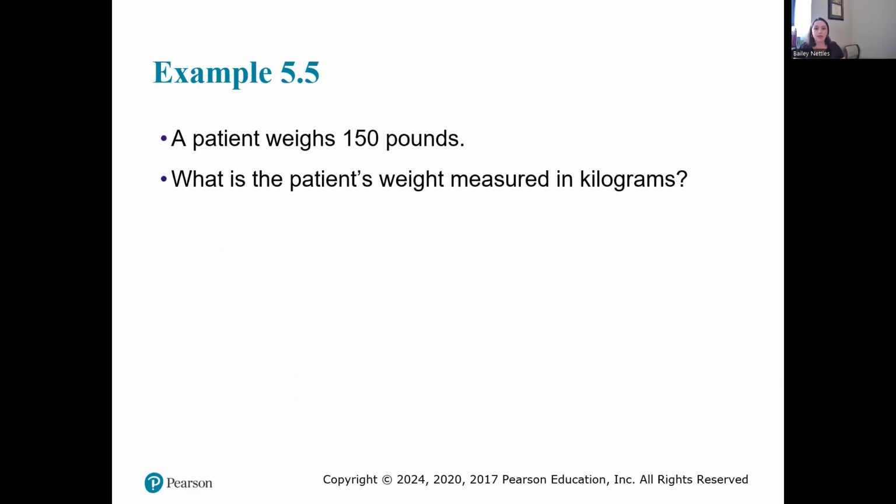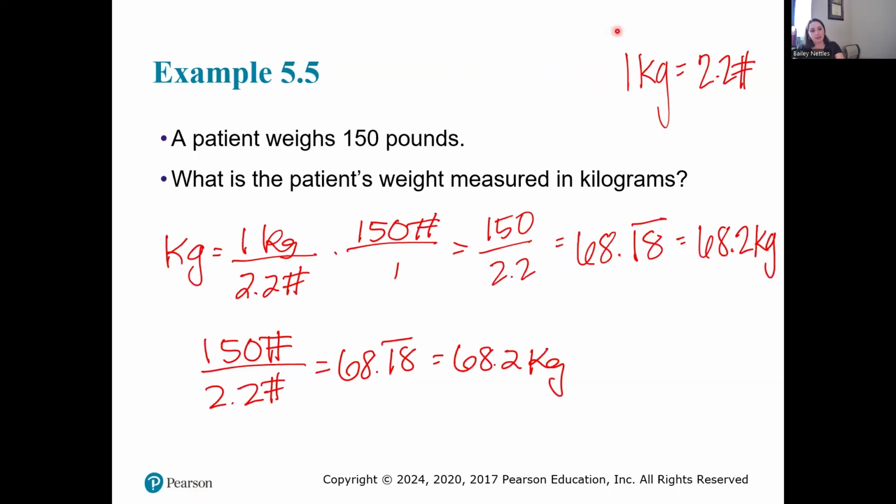All right, now my patient weighs 150 pounds. How many kilograms is it? All right, so my conversion, I didn't write it up here, whoopsies. 1 kilogram is 2.2 pounds. So I start with what my question is asking for. It's asking for kilograms. I don't have any kilograms. I had to throw my conversion in first. 1 kilogram is 2.2 pounds.